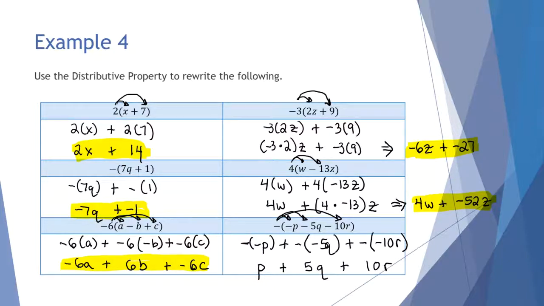So if you have a negative sign in front, you're basically just changing all of the signs and flip-flopping, changing everything that was negative to a positive. Anything that is positive then becomes negative. You're just flipping everything.